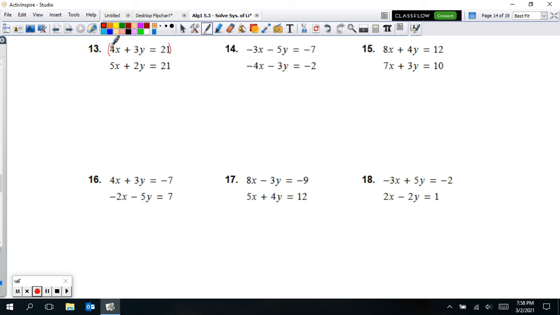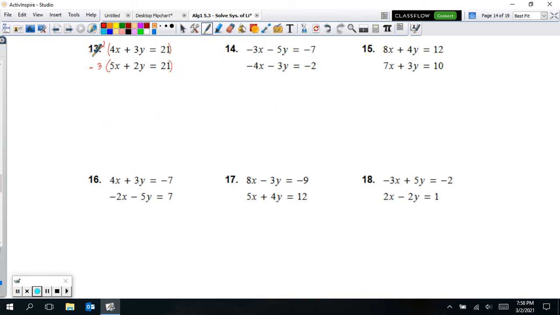So on this one, to make this into a 6, multiply by 2. And for this one, to make this one into 6, multiply by 3. Now these are the same sign, and we need them to be opposite signs. So I need to make one of these into a negative. It doesn't matter which one, I'll just make the 3 negative there.